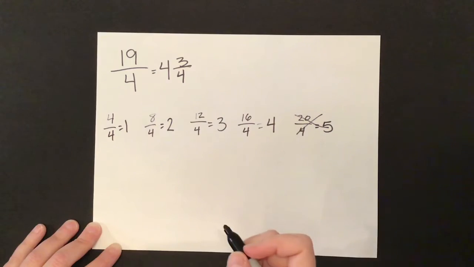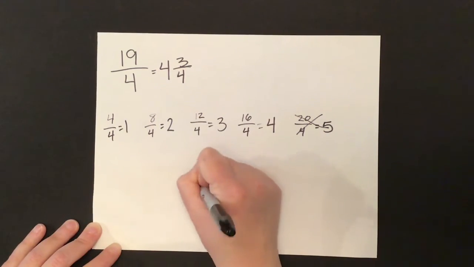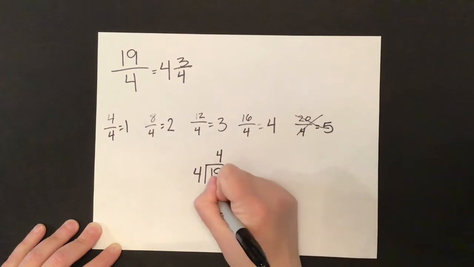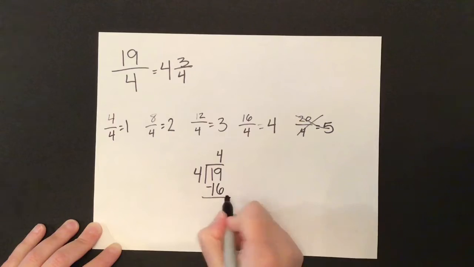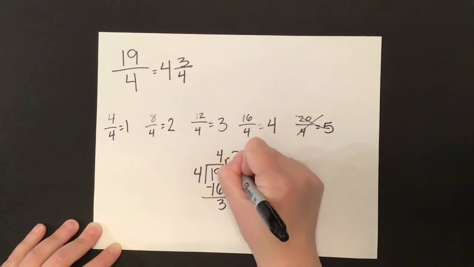Let's show that with the division. I would just write 19 divided by 4. 4 times 4 is 16. That's as close as I can get. And I subtract, I get 3. So 4 remainder 3.